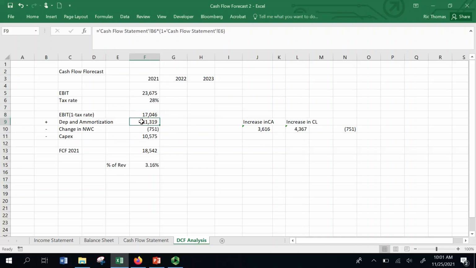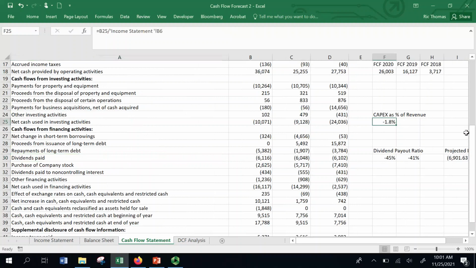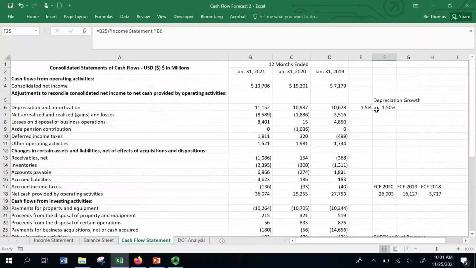Now I'm going to add back in my depreciation and amortization. If you remember, I'm going to grow it by 1.5%. So that's what this item refers to. It's cash flow statement E6. Let's just go back over there. Cash flow statement E6, it's right here. It's 1.5%. That's my assumption.